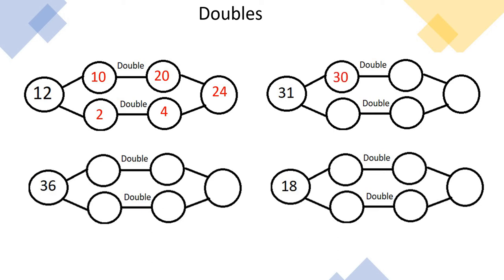Next I have 31. I have 30 and I have 1. I double the 30, I double the 1, then I add them all together to have a total of 62. Next, I have 36. Remember, I will double the 6 and double the 30. So I have 30 and 6. I double 30 and double the 6. Then when I add them all together, I will have a total of 72.